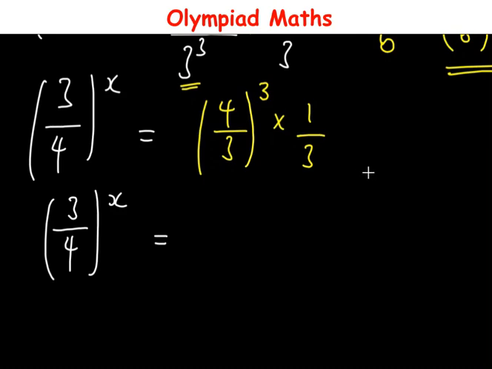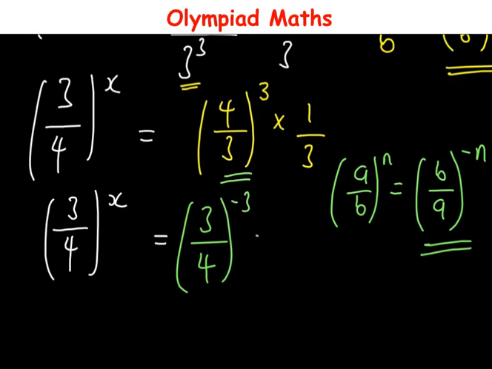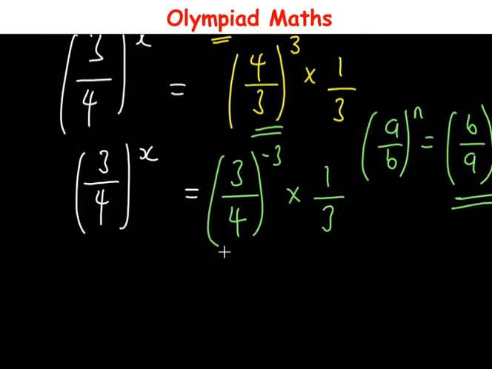With this, we have in brackets 3 over 4 all raised to power x equals, so applying this rule also, that if you have in brackets a over b all raised to power n, this equals in brackets b over a all raised to power minus n. Applying this rule right here, this becomes in brackets 3 over 4 all raised to power minus 3 then times 1 over 3. To then solve this further, looking at this equation, we have 3 over 4 here. We're going to apply logarithm, but to the base of 3 over 4.